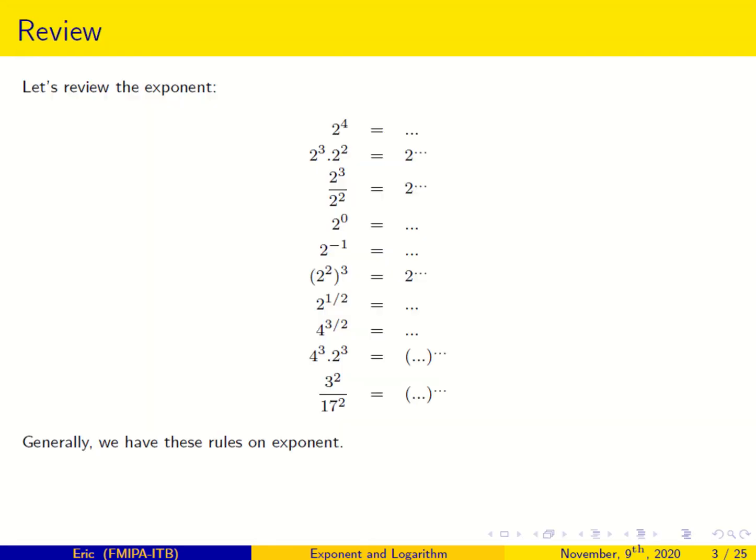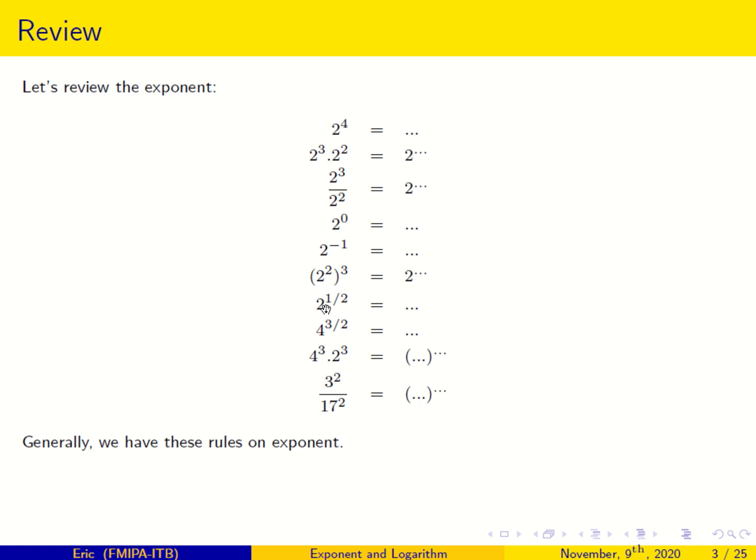Okay, what about this one? 2 to the power of 2, cubed. So 2 squared, 2 squared, 2 squared, the multiplication. So it will give you 2 to the power of the multiplication, 2 times 3, that is 6.